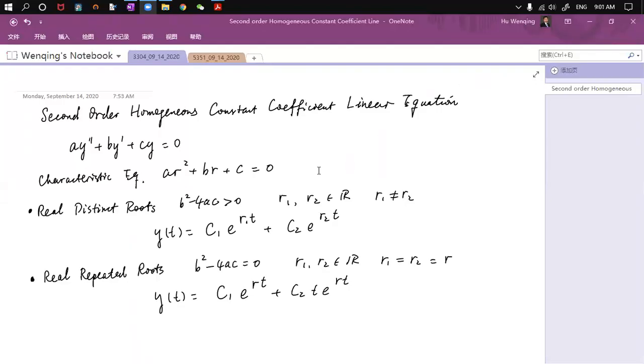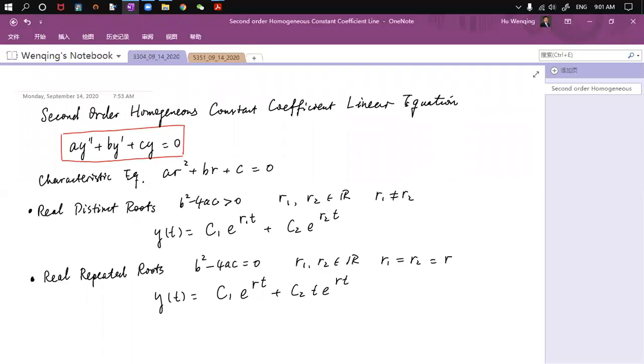Okay, so let's come back to our lecture. Last lecture we started to talk about second order homogeneous constant coefficient linear equations. That kind of equation is going to take a particular form: ay'' + by' + cy = 0. This is the general equation.